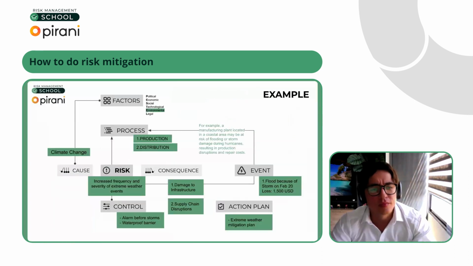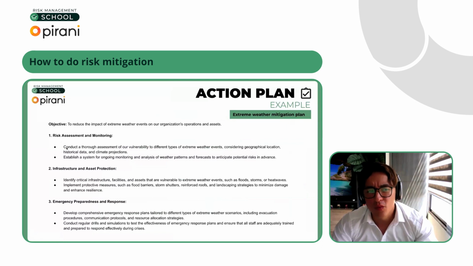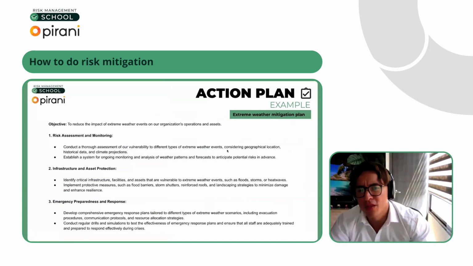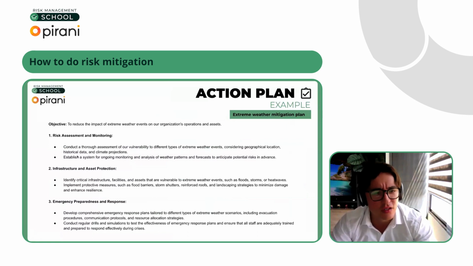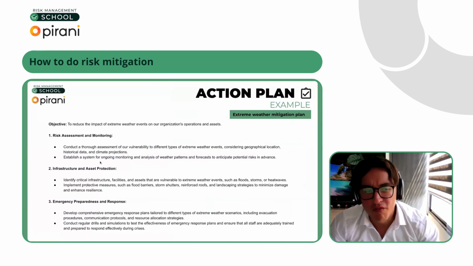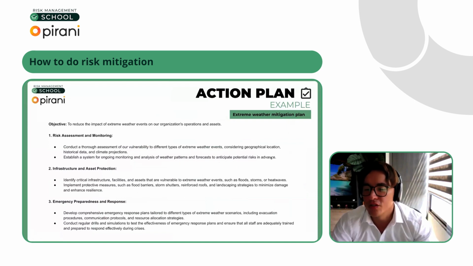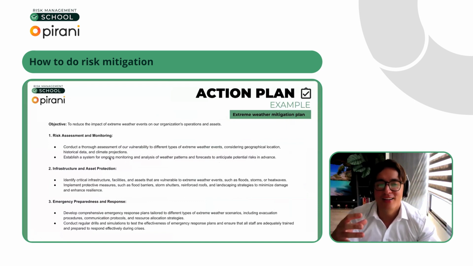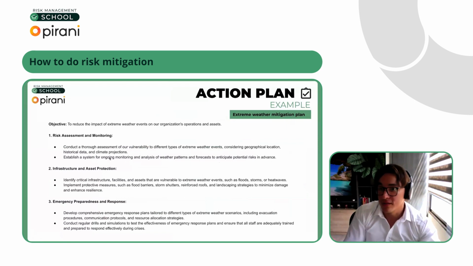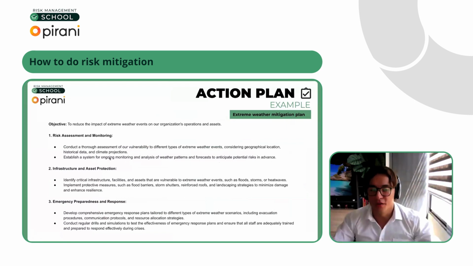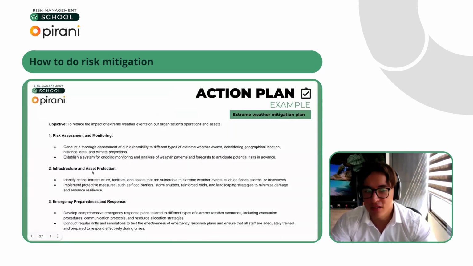So, first step will be risk assessment and monitoring. We will conduct a thorough assessment of our vulnerability to different types of extreme weather events, considering geographical location, historical data, and climate projections. We establish a system for ongoing monitoring and analysis of weather patterns and forecasts to anticipate potential risks. So notice that even in this definition of the action plan, there are ideas for controls. But again, the action plan is wider. Step 2, infrastructure and asset protection.